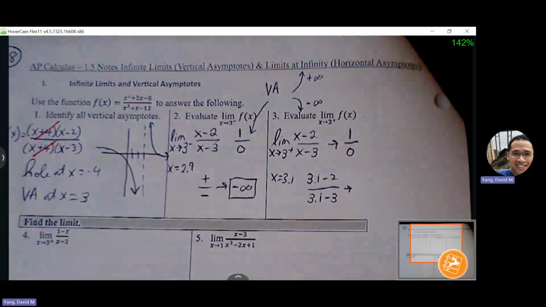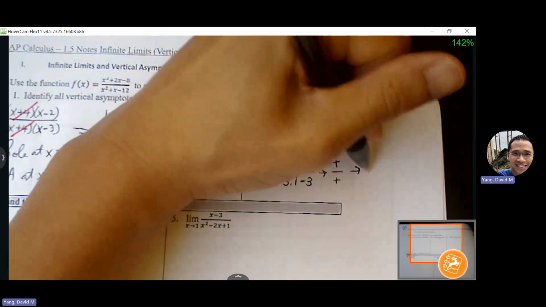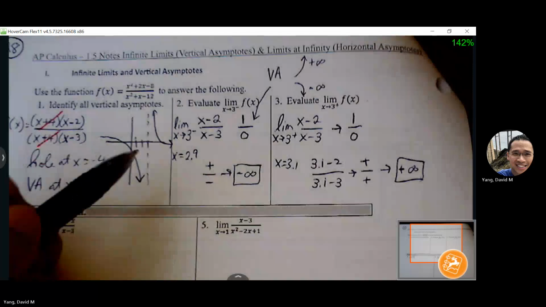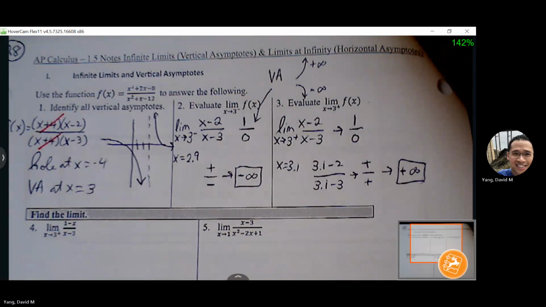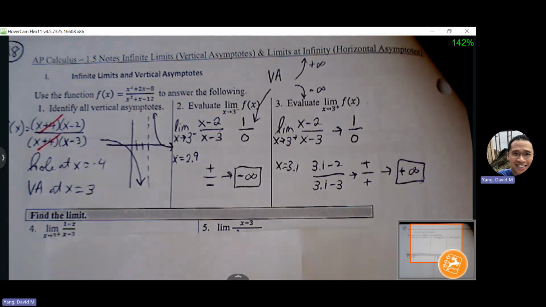Again, don't worry about figuring out what that decimal value is. Just convince yourself whether you get a positive or negative, and then from there you can decide what your conclusion is. Just something to be aware of.